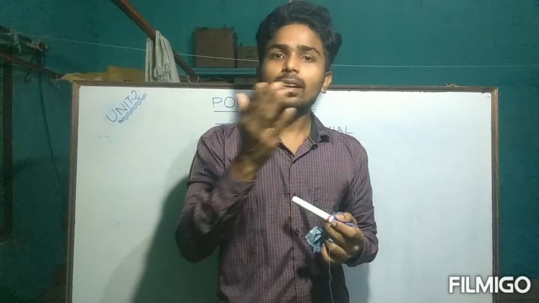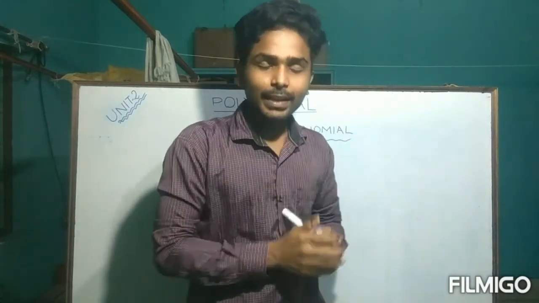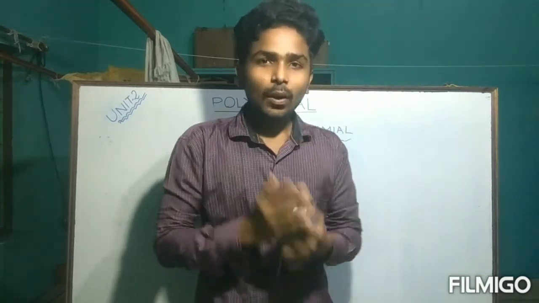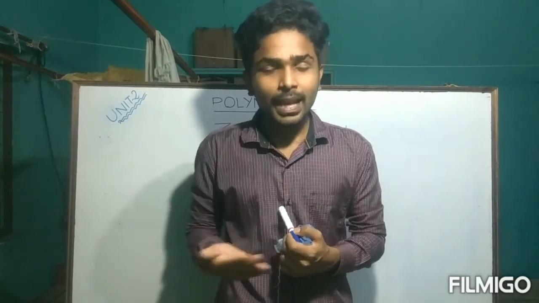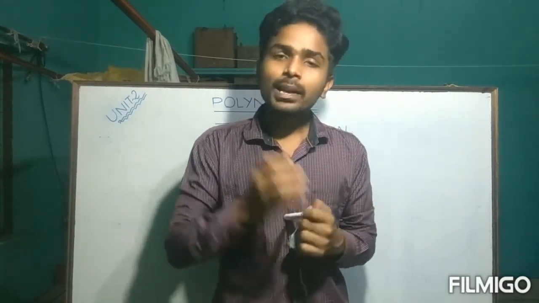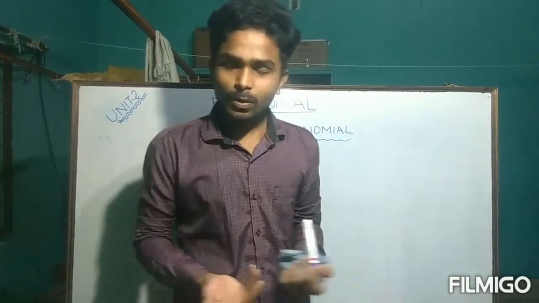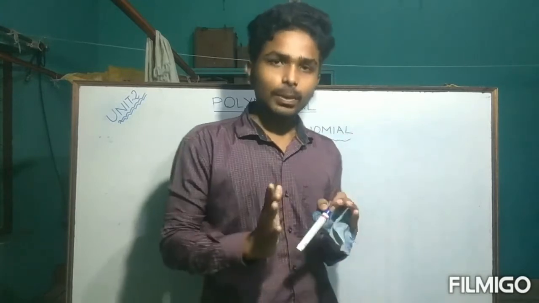So it is clear, what is a non-zero constant polynomial? All the positive integers like 1, 2, 3 up to infinity, all the negative integers like minus 1, minus 2, minus 3 up to minus infinity, except 0, are known as non-zero constant polynomials. Why? Because they are not 0 and their value does not vary. It is always fixed. That's why they are known as non-zero constant polynomials.